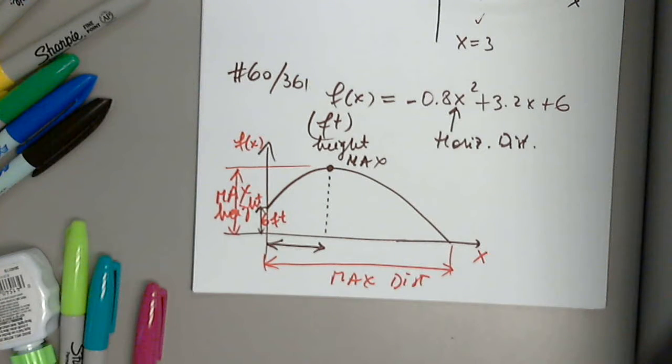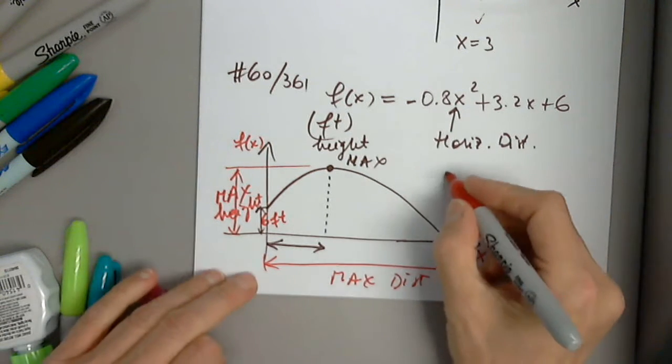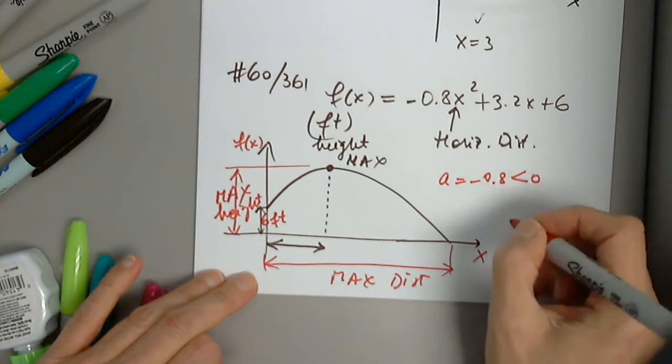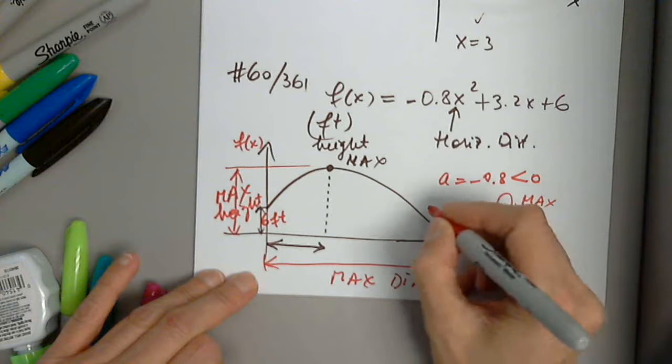Let's look at the function and analyze it. Does it have a maximum? Why? Because the leading coefficient is, and make sure that this is in descending order, because it may be tricky and it may not be presented in descending order. But now this is in descending order. The leading coefficient is negative 0.8. So because the leading coefficient is negative, a equals negative 0.8, less than 0, the quadratic function has a maximum. So this works.